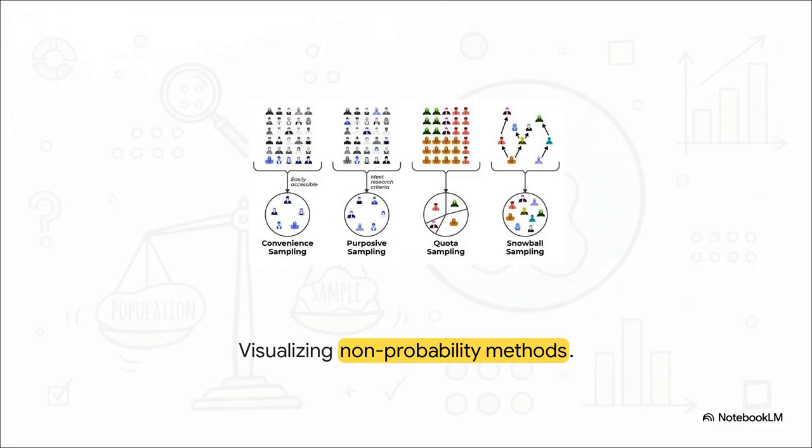Just to give you an idea of how these non-probability methods work in the real world, you've got a few different flavors. You have convenient sampling, literally just grabbing whoever is most easily accessible to you. Then there's purposive sampling, where you handpick subjects that meet very specific criteria. You also have quota sampling, making sure your sample matches specific demographic limits, kind of like filling in a pie chart. And then snowball sampling, which is super interesting. It's where initial subjects actually recruit future subjects right from their own networks.